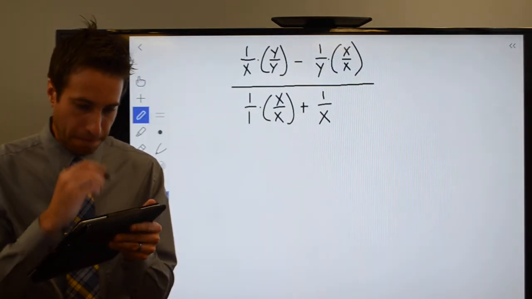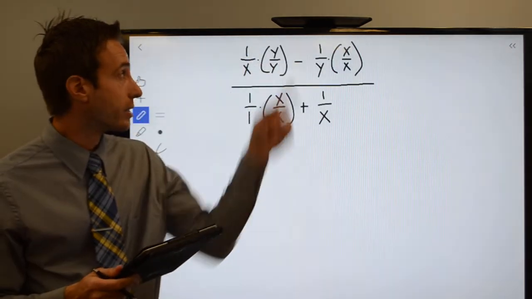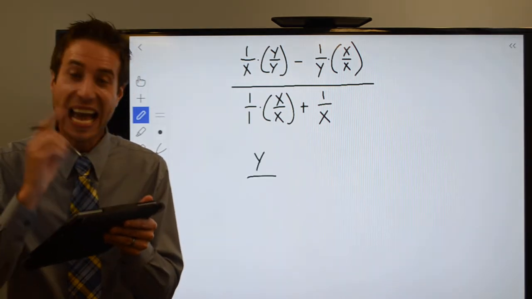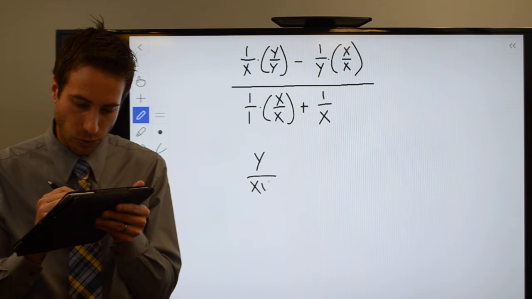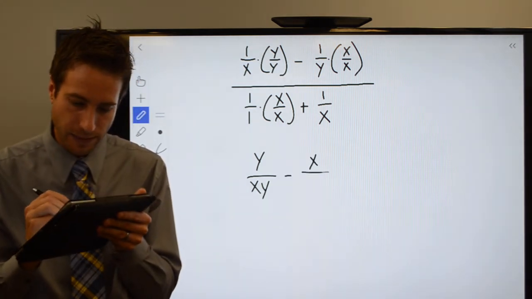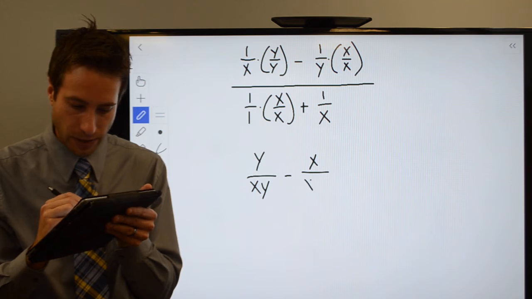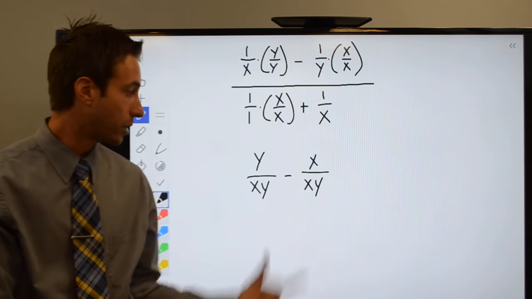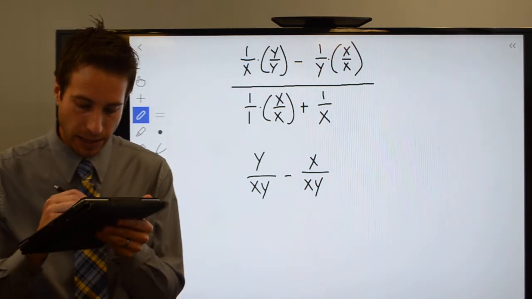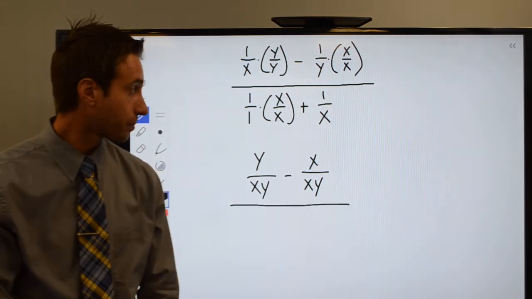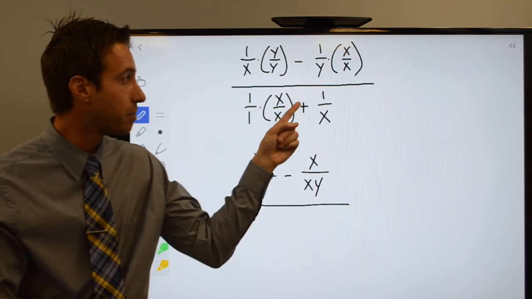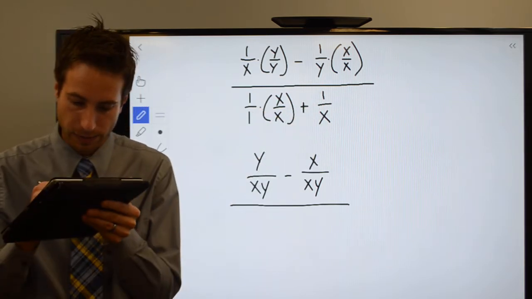Okay. Well, 1 times y, that's y. x times y, that's xy. Minus 1 times x, well, that's x. y times x, well, that's xy. And as I hoped, common denominator. It's my LCM, xy. In the bottom, 1 times x is x, 1 times x is x. So I wind up with x over x plus 1 over x.